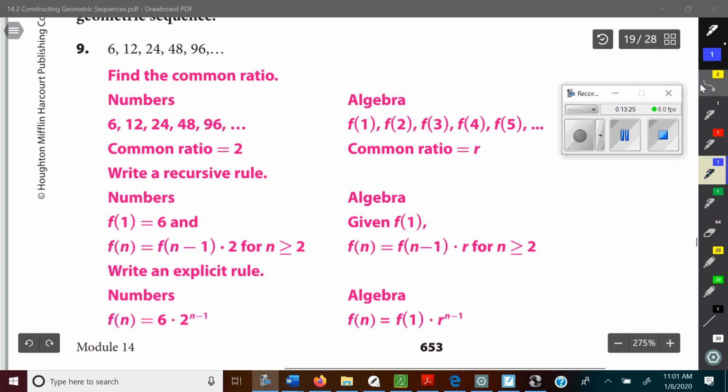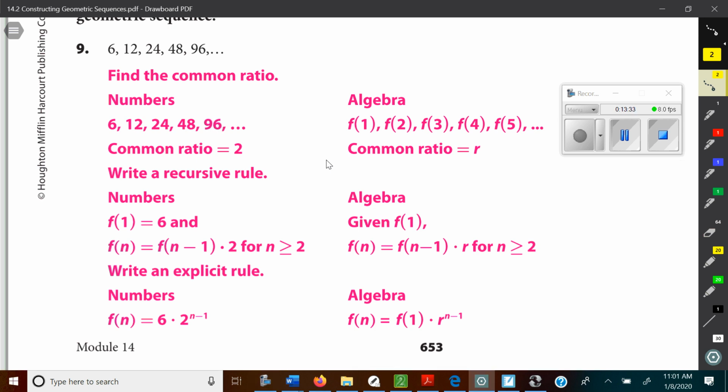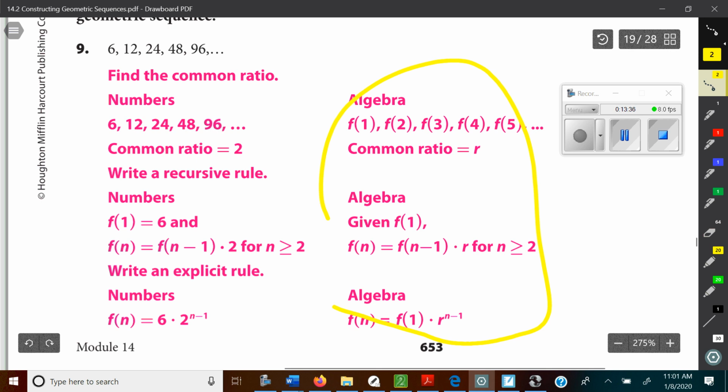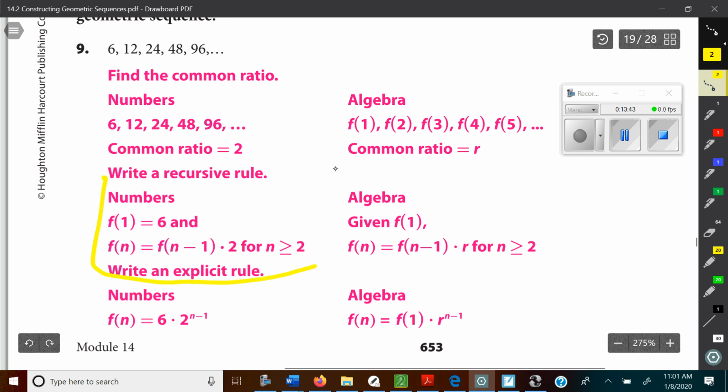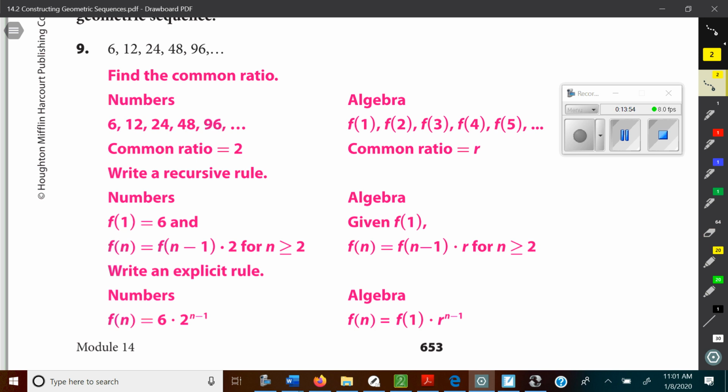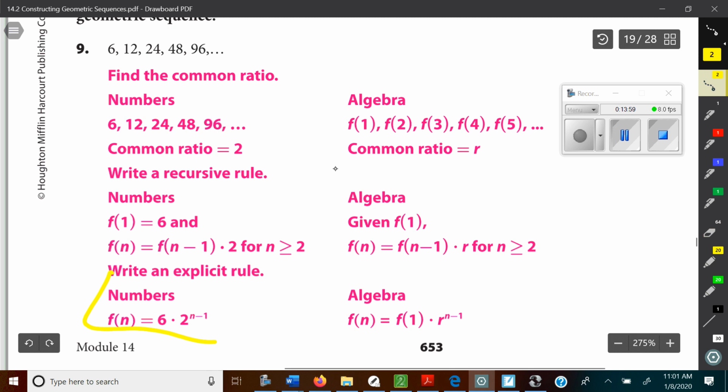Okay, so this should be what you get for number 9. And it's got all this extra stuff here, but like I said, this is pretty much the same. All of this over here is just showing you the algebraic representation. What I want you to be able to do is write the recursive rule with the common ratio, which is 2, and the first term, which is 6. So you got 6 and 2 in here. And then write the explicit rule with the same thing. You got the first term, and you got the common ratio. So if you write that, that's what I'm looking for here.